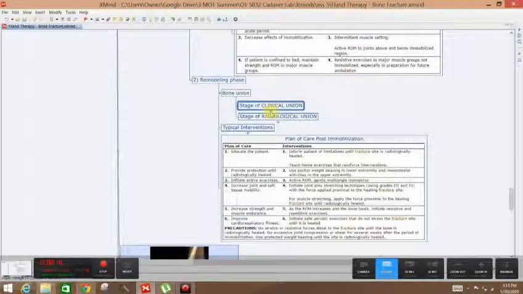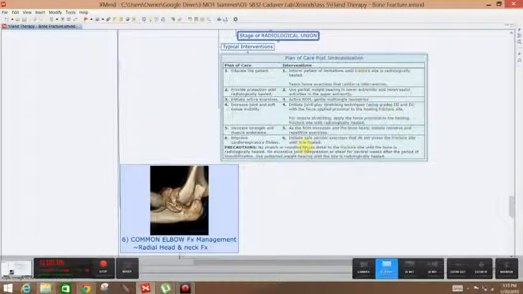And the bony union that is radiological union is in which the bone is considered radiologically healed. There is no fracture line anymore. Usually that's at the very end, in which the mature lamellar bone is formed. And then a typical intervention for the remodeling phase is post-immobilization and cast removal, and you can go into and look at this.